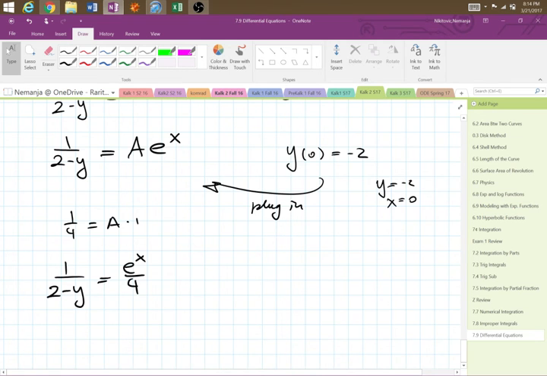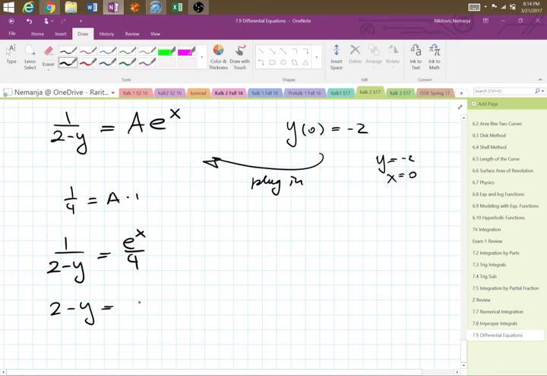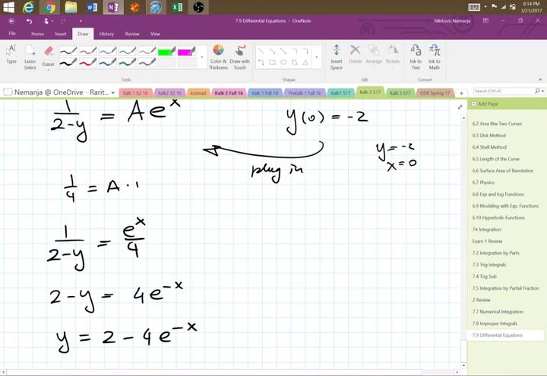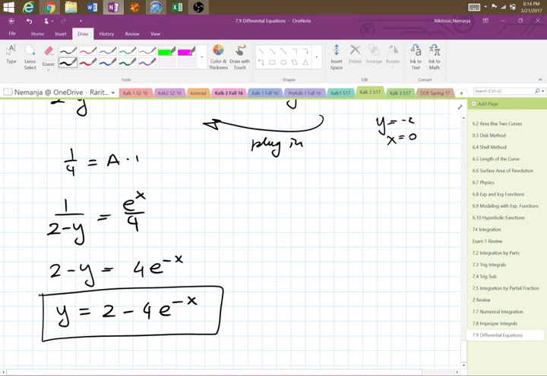So I guess flip both sides. 2 minus y is equal to 4e to the minus x, right? Because when e to the x goes downstairs, bring it back, it picks up a negative exponent. And what's y equal to? 2 minus 4e to the minus x. Ta-da! Particular solution. Does not have the plus c or A or anything like that.